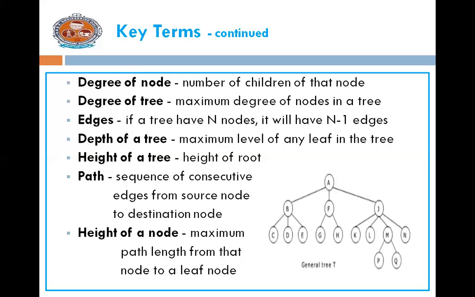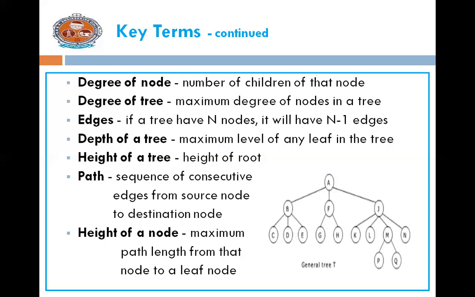The next one is the depth of a tree. The maximum level of any leaf in the tree is called the depth of the tree. Here the depth of this tree is 3. That is, at the level of B, F, J it is 1, and at the level of C, D, M, N it is 2, and at P, Q the depth is 3. Next one is the height of the tree, which is the height of the root. It is also 3 in this example.